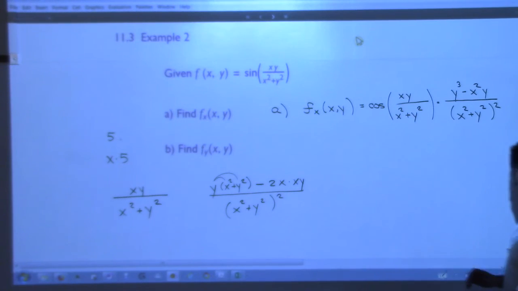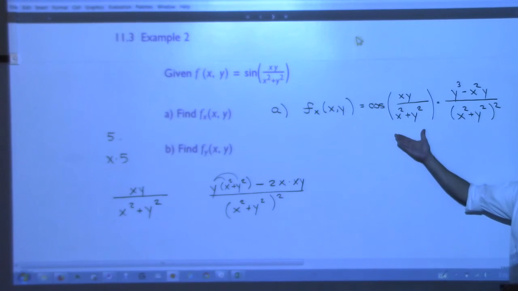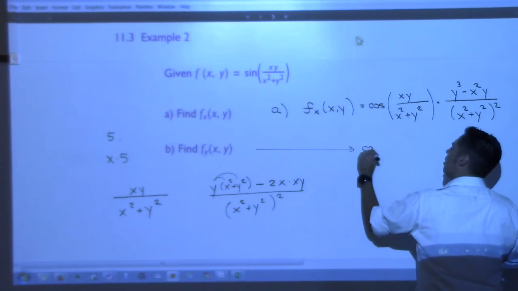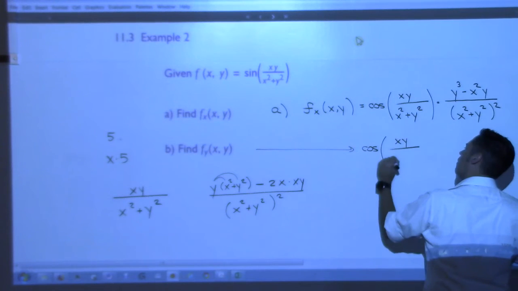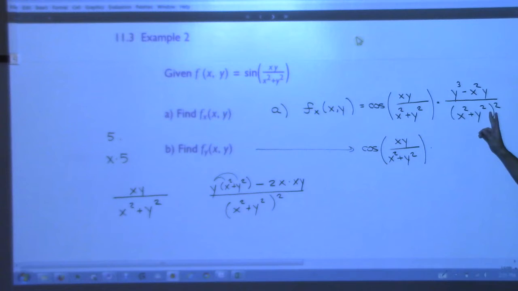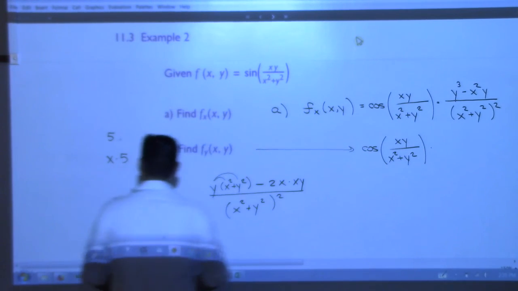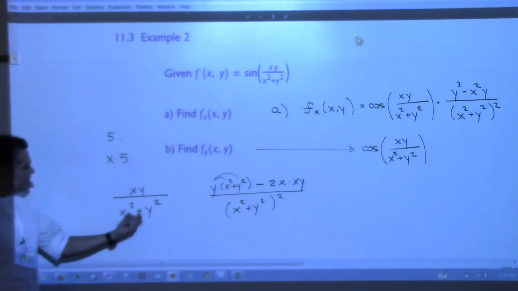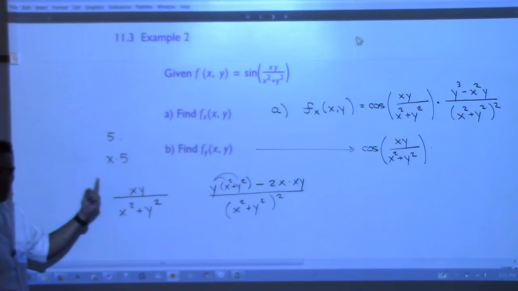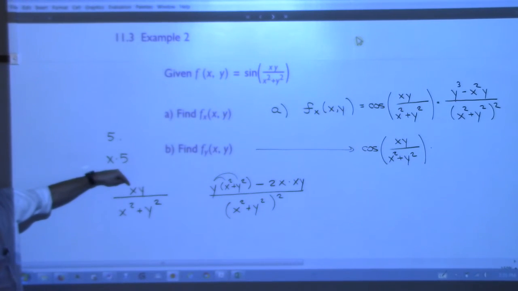Now, what changes if we do the partial with respect to y? Does this first piece change? It doesn't, right? We still have to do the chain rule. So this is still going to be cosine xy over x squared plus y squared, but then times, it's not much different. Yeah, because this is very symmetric to what we just did. When you take the derivative of this with respect to y, you treat x like the constant.